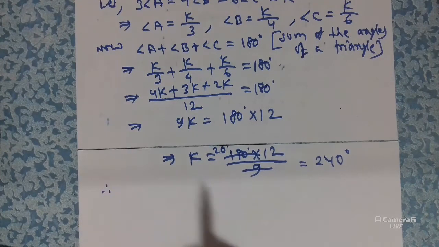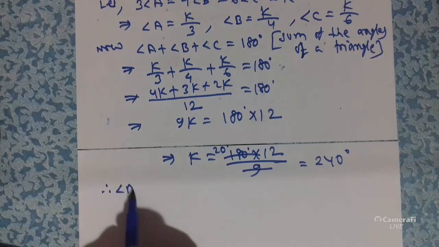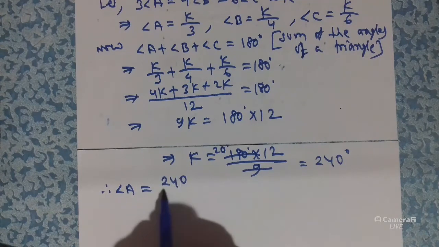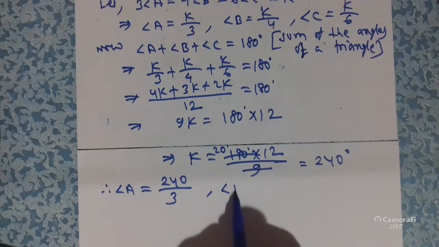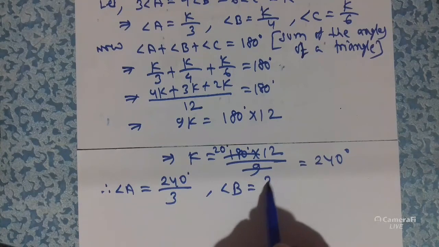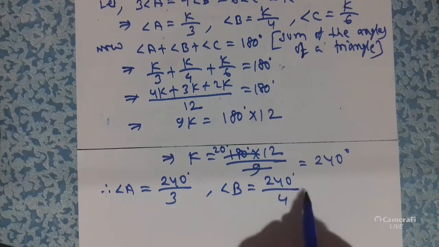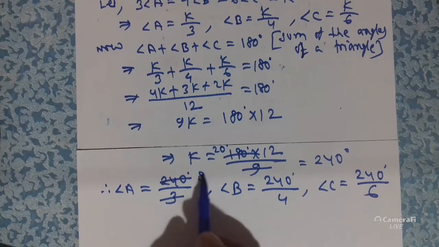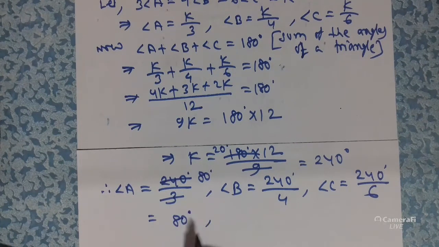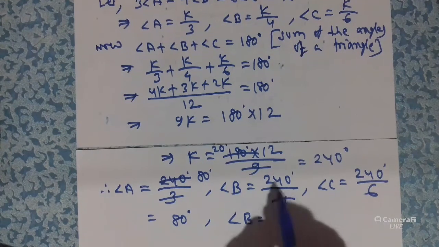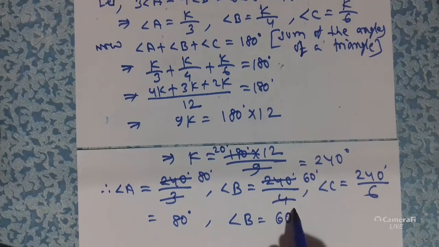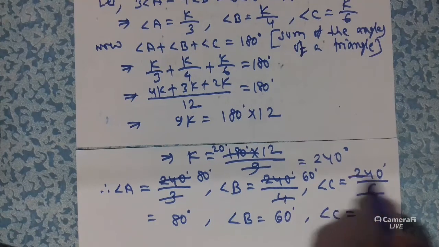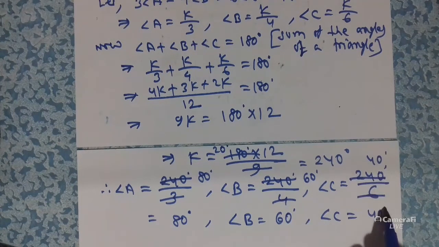So now we have to find the values of angles A, B and C. Angle A is K by 3, so that means 240 by 3. Angle B is 240 by 4 and angle C is 240 by 6. Now after calculating, angle A is 80 degrees, angle B is 60 degrees and angle C is 40 degrees. Okay.